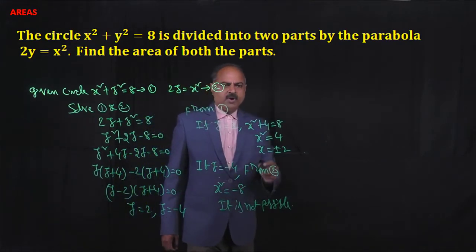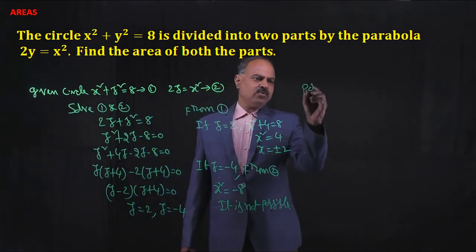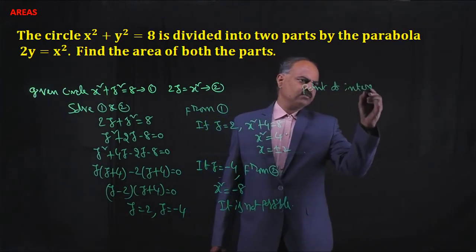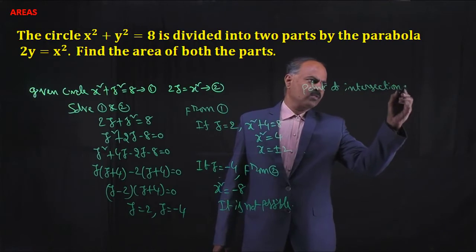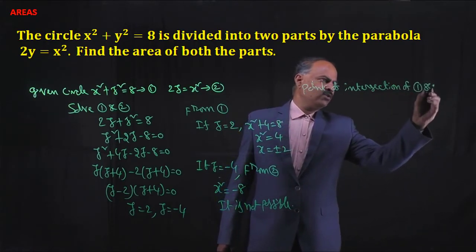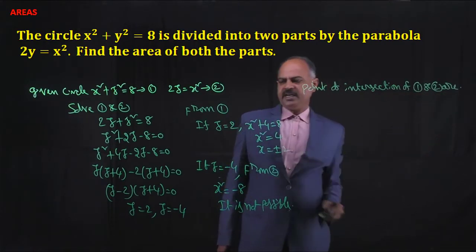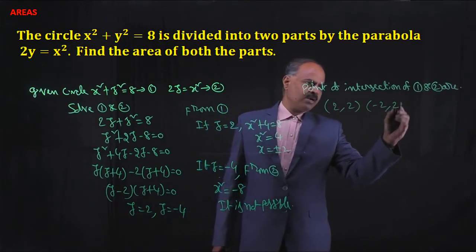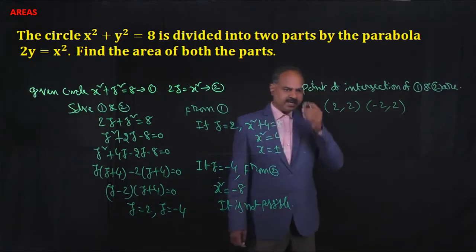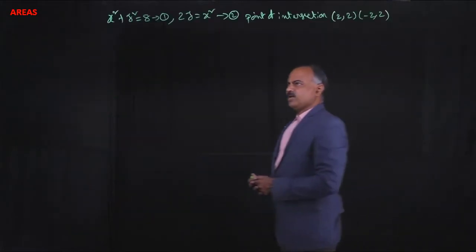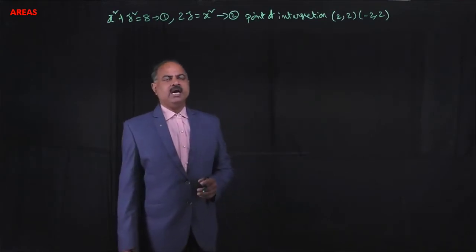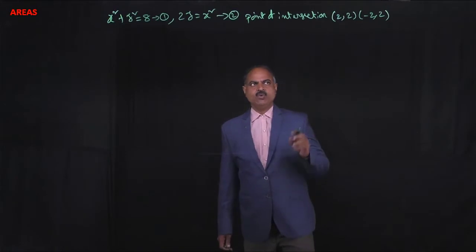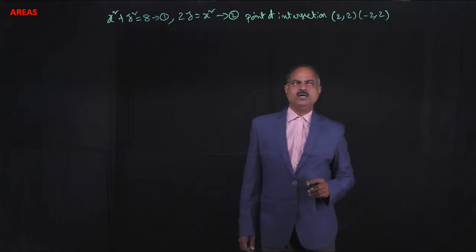So point of intersection of 1 and 2 are 2 comma 2 and minus 2 comma 2. X square plus y square equal to 8 is the circle and x square equal to 2y is the parabola. Point of intersection of 1 and 2 are 2 comma 2 and minus 2 comma 2.